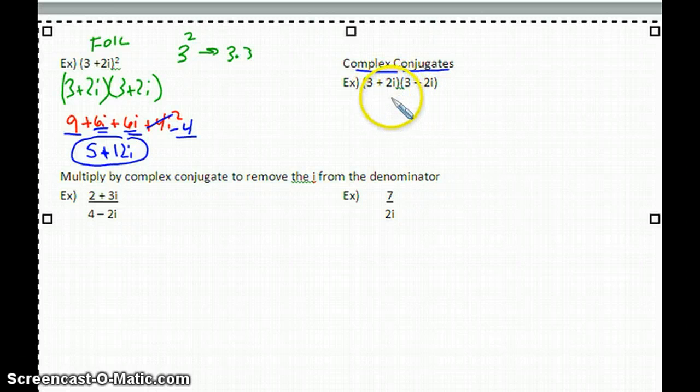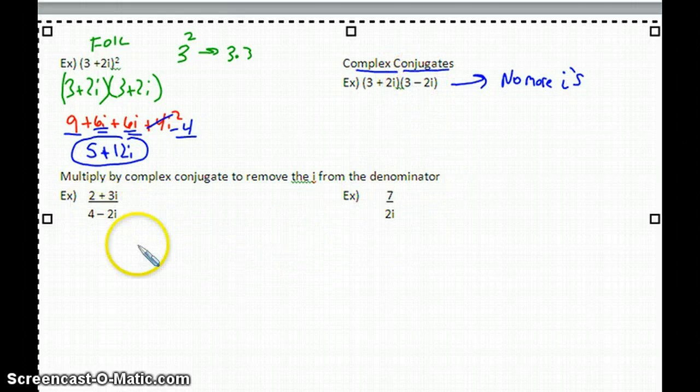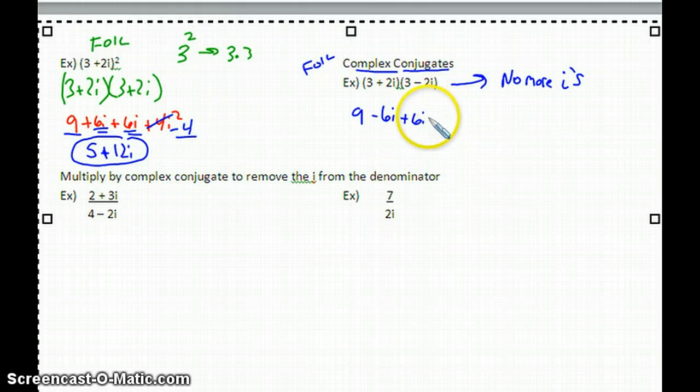Now when we multiply complex conjugates together, you will end up with no more i's in your final answer. And it's really important that we understand that concept when we deal with these next two problems. So let's multiply these together and you'll see how we'll get no more i's. The way we're going to multiply them together is we will FOIL. So we'd get 9 minus 6i plus 6i and minus 4i squared.